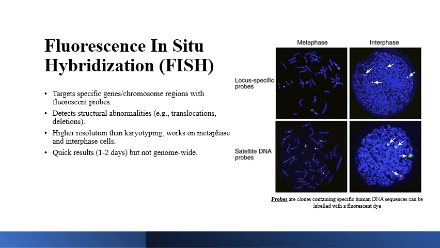Another cytogenetic technique is fluorescent in situ hybridization, or FISH. FISH is a targeted technique that uses fluorescent probes to highlight specific genes or chromosome regions, such as microdeletions or translocations. It does have a higher resolution and is very useful in cancer diagnosis, prenatal testing, and identifying abnormalities in cases where rapid results are needed.